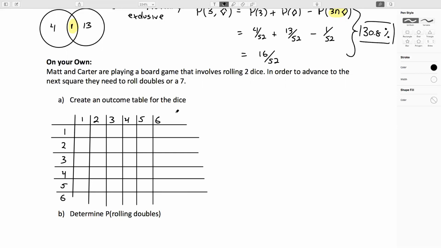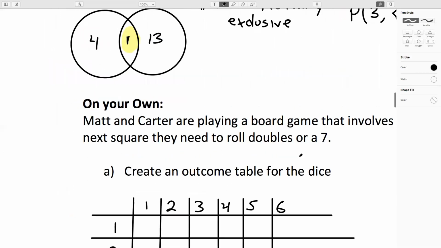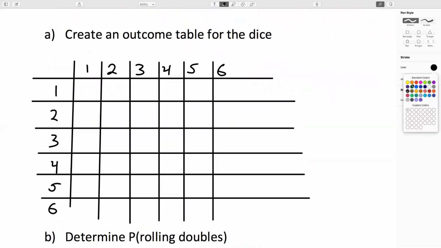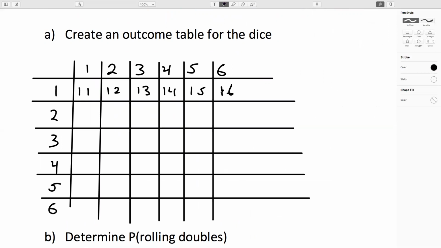All right, now I think this will be good. We're going to zoom in a bit so we can see, and we're literally just going to write out the outcomes. We'll use the same color. We'll highlight the ones that we care about. So this is a 1 and a 1. This is a 1 and a 2. This is a 1 and a 3, 1 and 4, 1 and 5, 1 and 6. We're just going to keep going.